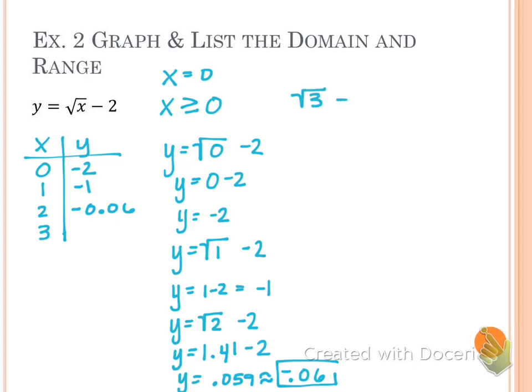Square root of 3 minus 2. What's the square root of 3? 1.73 minus 2 is what? Negative 0.27, correct? Yes. All right, so now we're going to go negative 0.27.